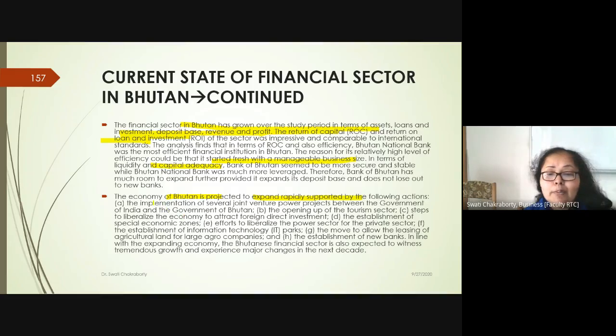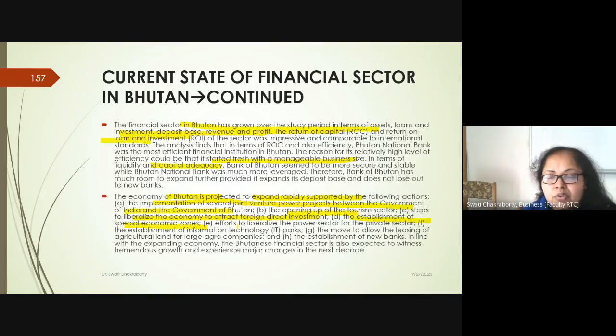The economy of Bhutan is projected to expand rapidly, followed by several actions. One is implementation of several joint venture projects between the Government of India and the Government of Bhutan. Second is opening of the tourism sector. Third is taking measures to liberalize the economy to attract direct investment. Fourth, establishment of some SEZ, special economic zones, to promote multinational corporations to come up and establish their business, right?